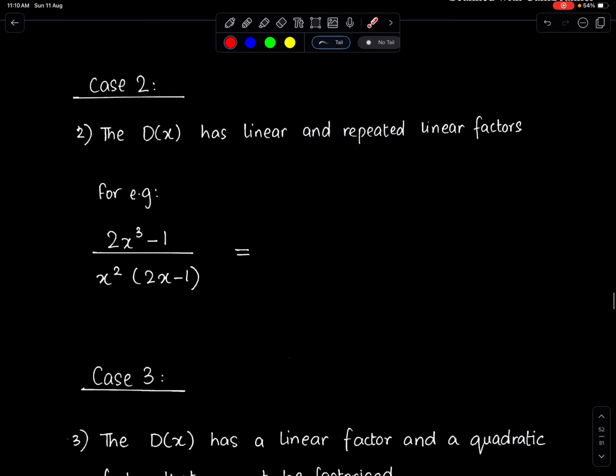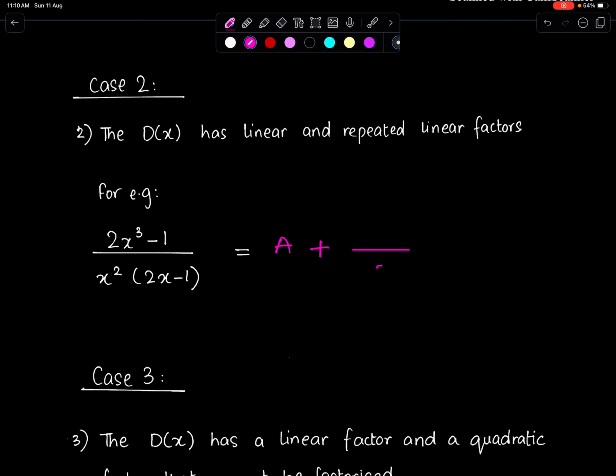Case 2. The denominator has linear and repeated linear factors. This is a repeated linear factor, whereas this is a linear factor, and this fraction is improper because the highest power of variable in the numerator is 3 and the highest power of variable in the denominator is also 3. So an improper fraction always starts with a constant a, then write the repeated linear factor.